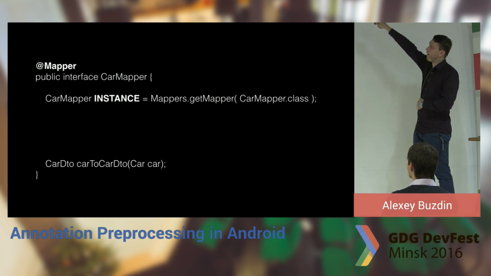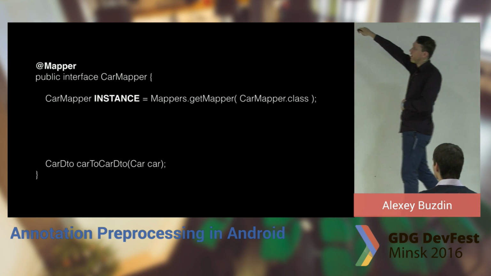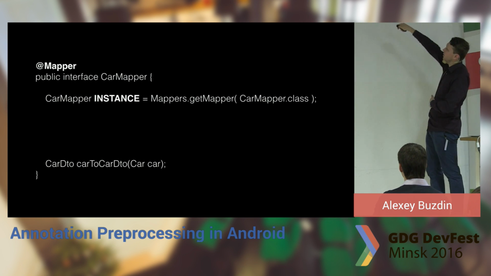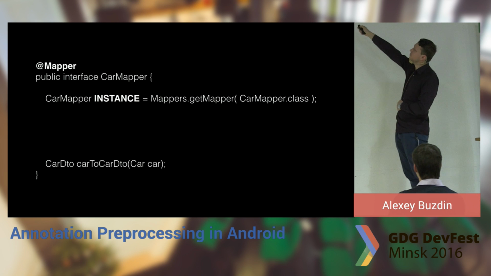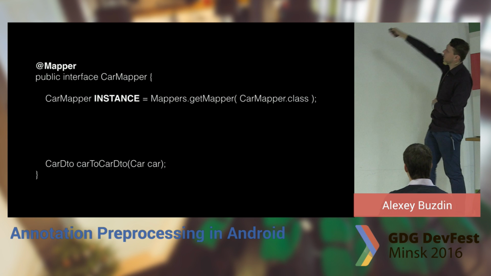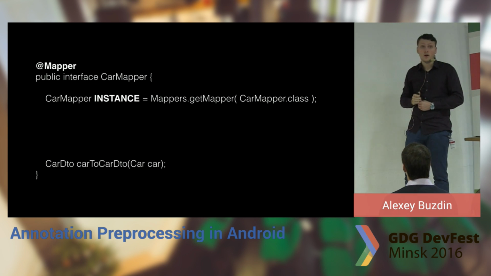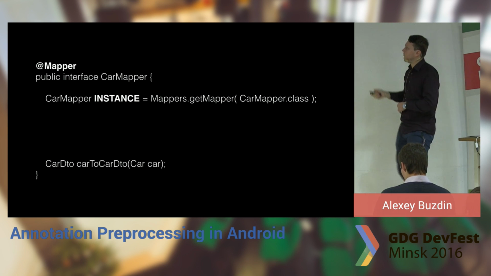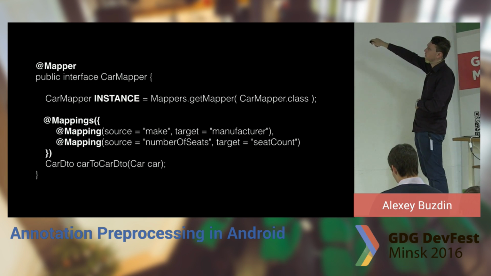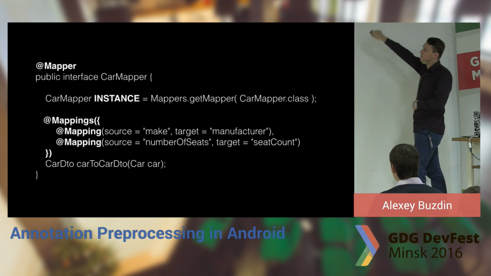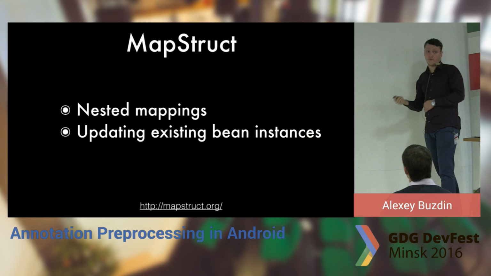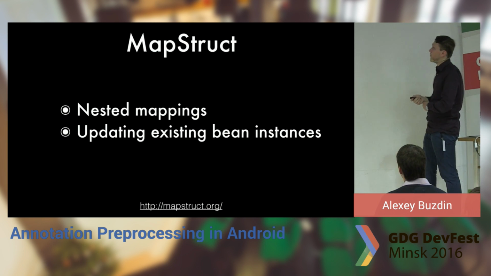You annotate the car mapper with a mapper interface, and then you can get an instance of this mapper from Mappers.getMapper and provide the class of the mapper. Basically, here you can add mappings if you want to customize something, for example, if you want to have different names from source, from target, etc. So this could be very effective for you if you're writing Java applications.